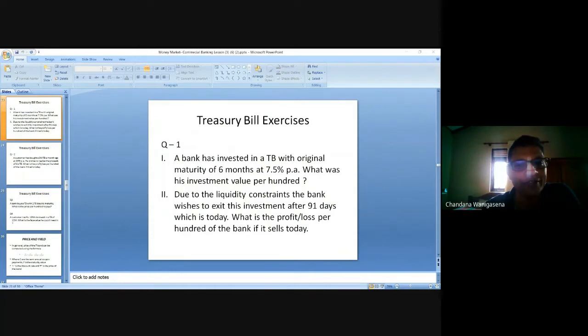So since 7.5 is the rate, when there is a liquidity constraint, what happened at 91 days, what's the interest rate? Is the interest rate that we take less than 7.5 or higher than 7.5? So if it is less than 7.5, the selling price is going to be higher. So then it should be a profit. So, profit, yes. Ruanti says profit.